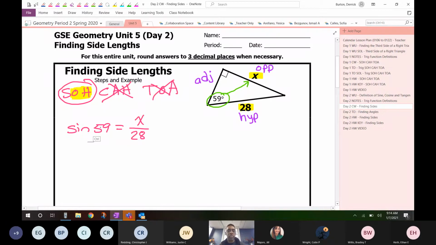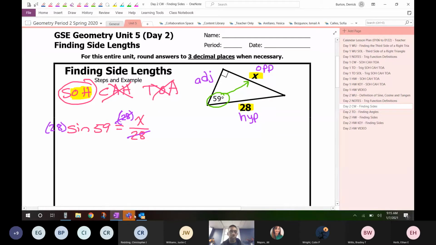So we have to solve this equation for x. When the variable is in the numerator, when it's in the top like this, all you have to do is multiply by the denominator. So if I were to multiply both sides by 28, watch what happens. On the right-hand side, these 28s will cancel out. That's what gets x all by itself. On the left side, we now have 28 times the sine of 59. This is something that you can simply put in your calculator.